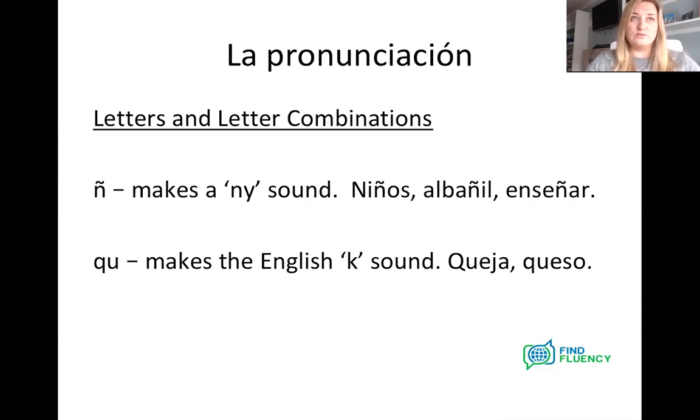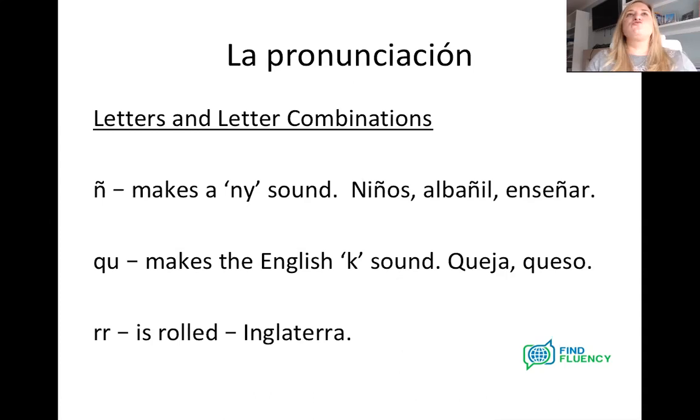Q and U together make the English K sound. We've seen what makes the qu sound: it's C and U, C-U-E, C-U-A. Q and U make the English K sound. For example, queja, queso, K. So, ¿qué tal, right? Q and U make a K sound, not a qu sound. Be aware of that.